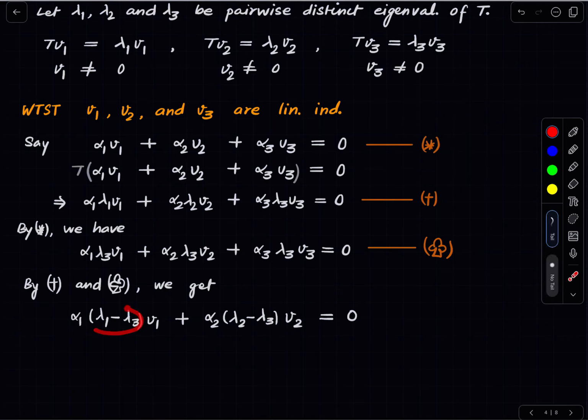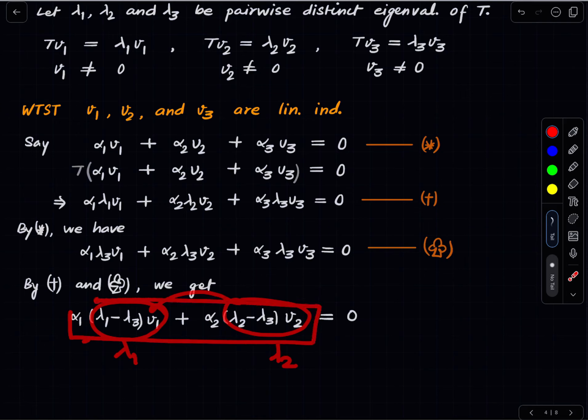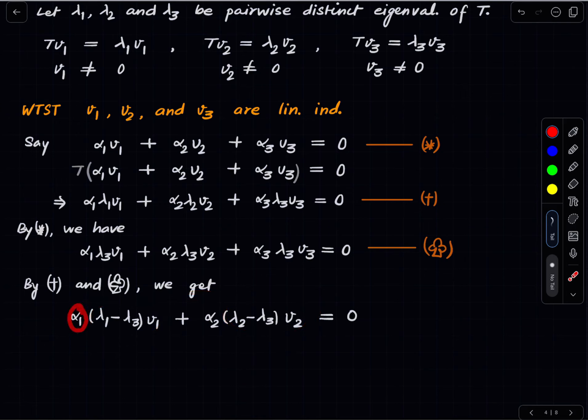So this is non-zero and that is non-zero, and hence these two are non-zero eigenvectors corresponding to lambda 1 and lambda 2. Right? Any scale of an eigenvector is also an eigenvector, and since this is non-zero, this is also non-zero. So the upshot is these two are non-zero eigenvectors corresponding to lambda 1 and lambda 2, and hence by the previous proof, those two are linearly independent. And since this linear combination vanishes, the linear independence implies that alpha 1 and alpha 2 must be 0.